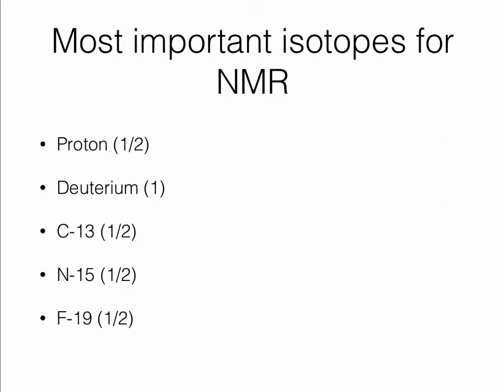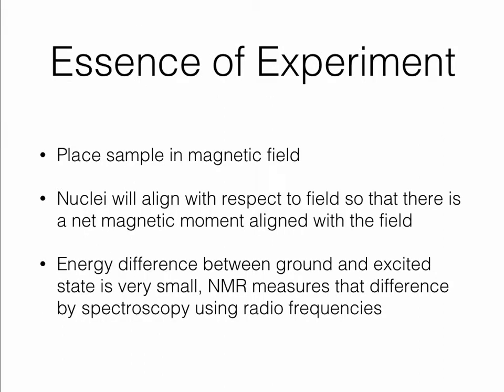Carbon-13, an isotope of carbon, has spin of 1/2. Nitrogen-15, a relatively rare isotope of nitrogen, has a spin of 1/2. And fluorine-19 is also 1/2. And so you can do the NMR experiment with all of these isotopes and many more. The essence of the experiment is that you're going to place the sample in a magnetic field.